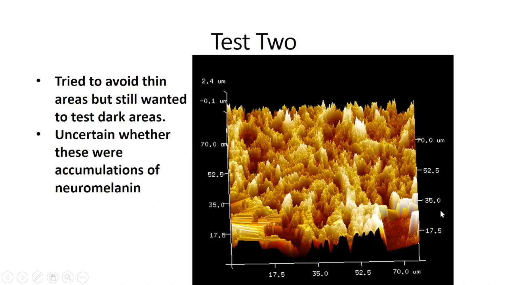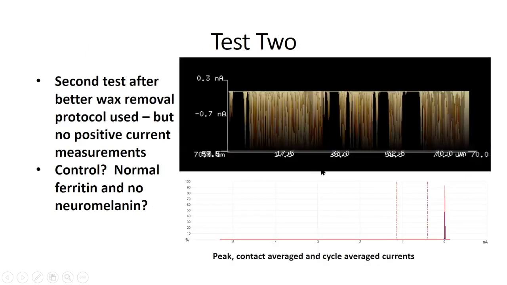The second test was in a location without any structural similarity to the large SNC dopamine neurons, as can be seen in this height map, which shows no round, thin areas, as was seen in the first test. A better wax removal protocol was also used that included rehydration of the tissue. However, even with this wax removal protocol, there were no positive currents measured in this location. This test location provided a control sample, though, and demonstrated that these positive currents were not artifacts of the test specimen or misoperation of the equipment. The negative currents were measured in thin areas.